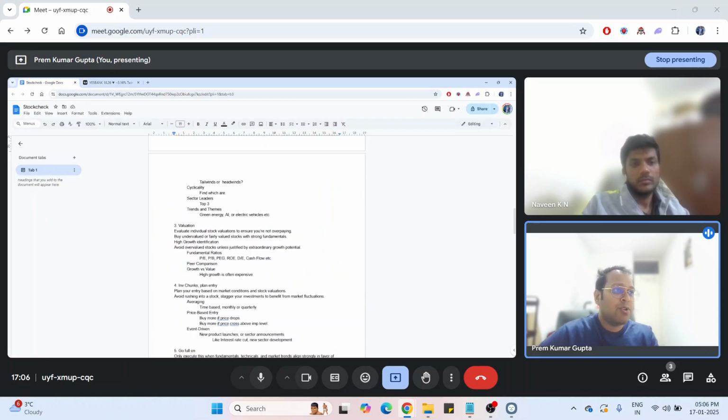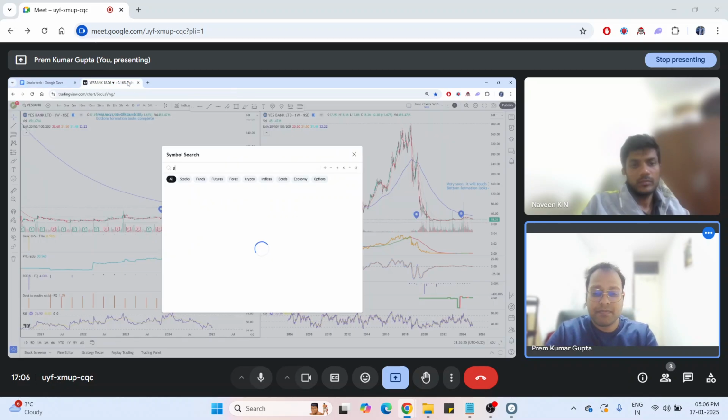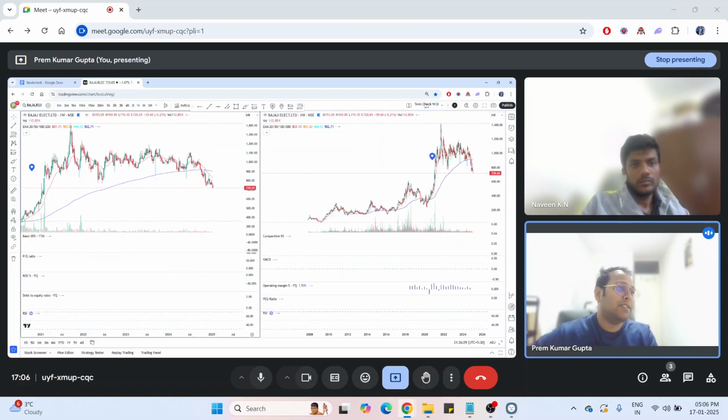So let's find some of the stocks that I have identified. For example, Bajaj Electric. Okay. And then I will also discuss the Fibonacci plot, which I just mentioned.